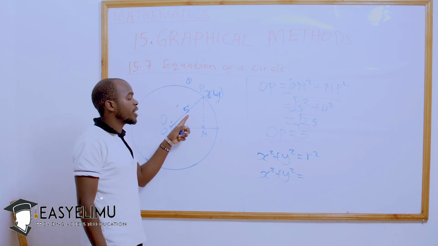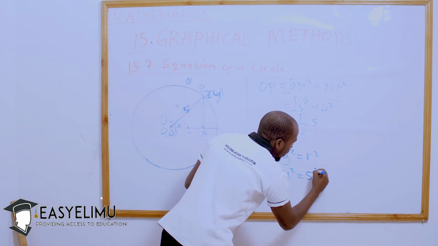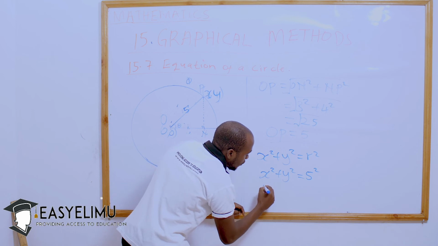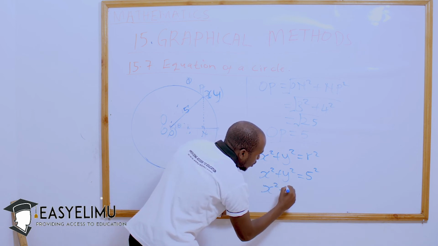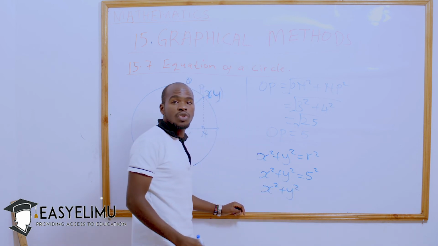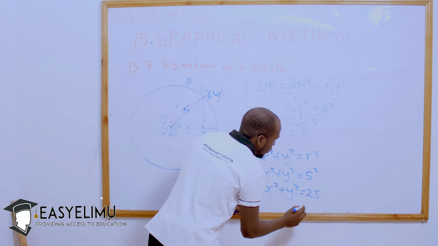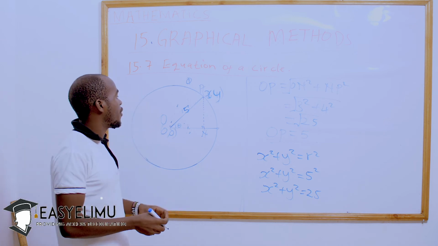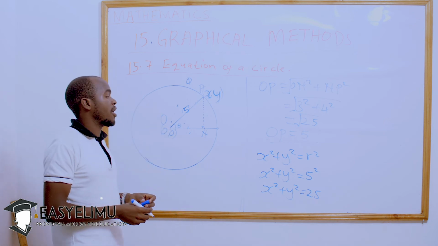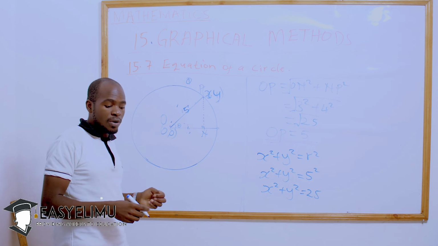Then if you take 5 as r, you will find 5 squared gives you 25. So the equation of that circle is going to be x squared plus y squared is equal to 25. That is how we find the equation of that circle if the origin is 0, 0.